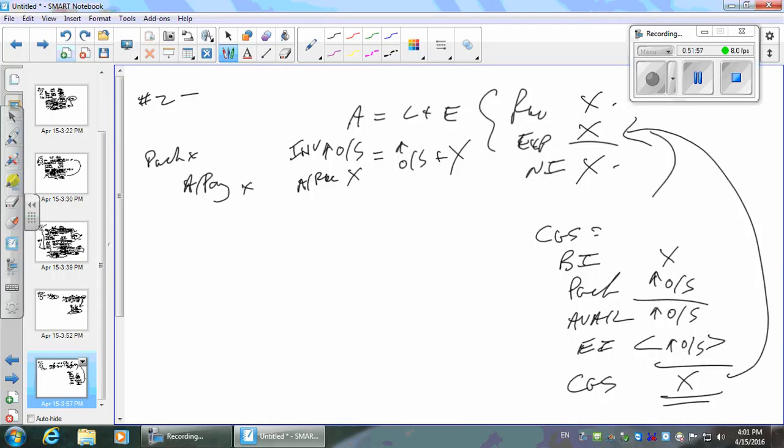Wow. So the answers were accounts receivable no effect, and sales no effect, of course, right? Inventory overstated, accounts payable overstated, cost of goods sold, no effect. Got it?